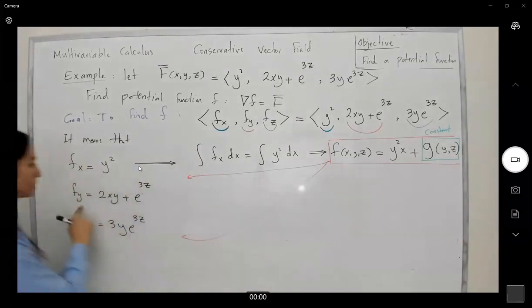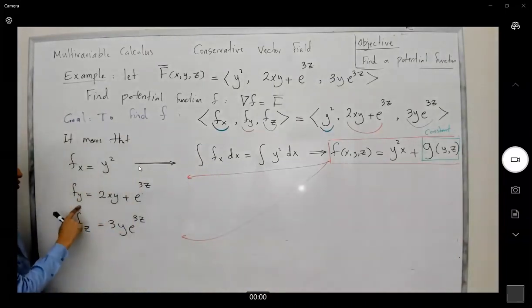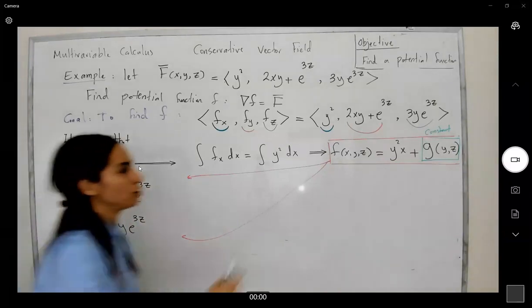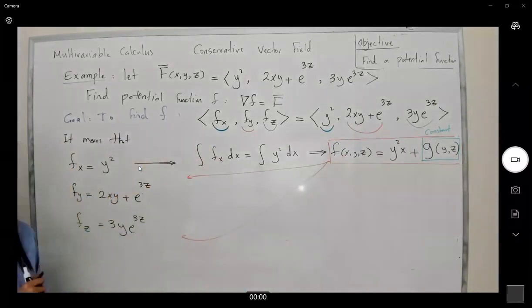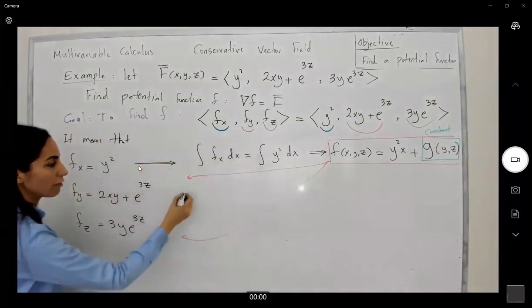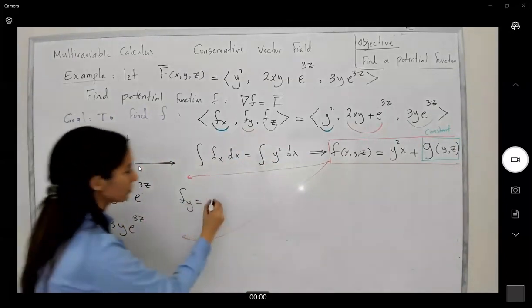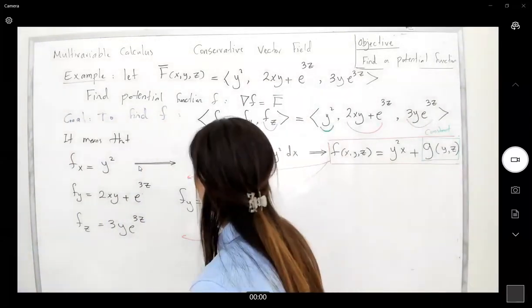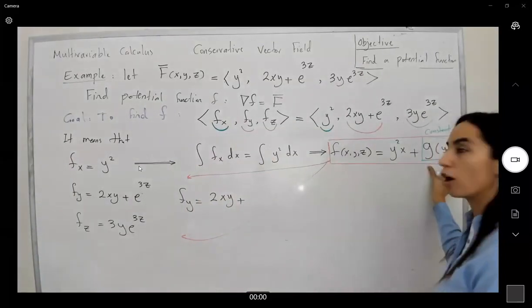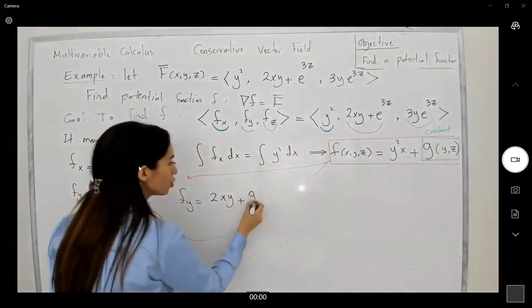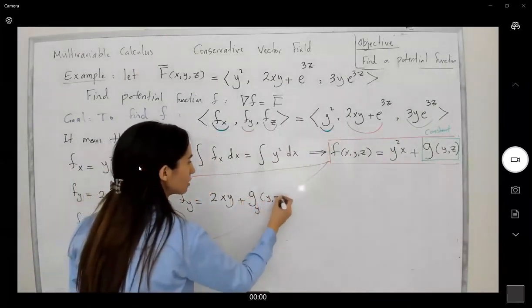Well, the second equation tells me if I take the derivative of the potential function with respect to y, it must be equal to 2xy plus e to 3z. So I know my potential function has a form like y squared x plus g of y, z. The partial derivative of f with respect to y is equal to, here you have y squared with respect to y, which is going to be 2xy, plus the derivative of g with respect to y. I don't know what that is, but I know the symbol. This is g of y and z.